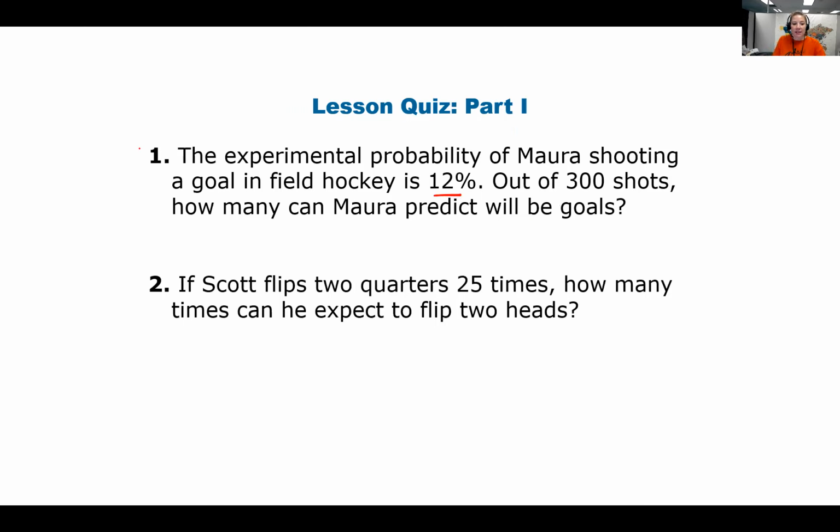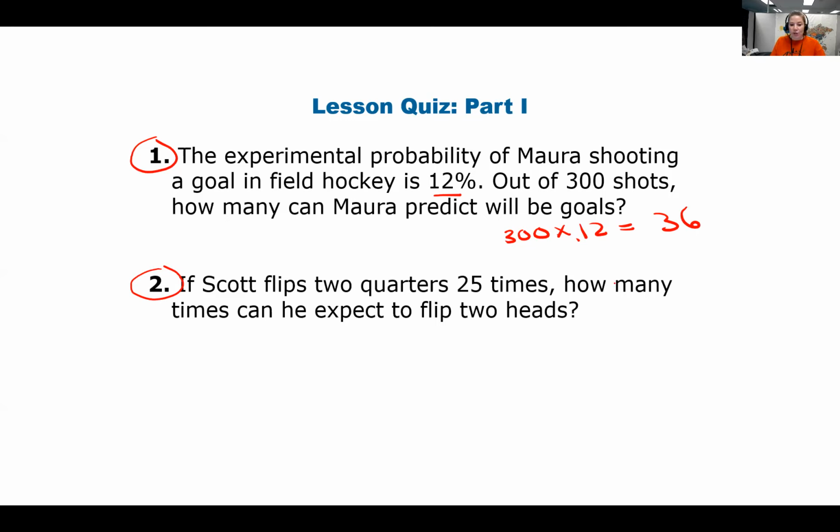All right, I'll pause the video. I want you to do numbers 1 and 2. All right, so out of 300 shots, if she gets experimentally 12% of those, that means we're going to estimate that she gets a goal 36 times.